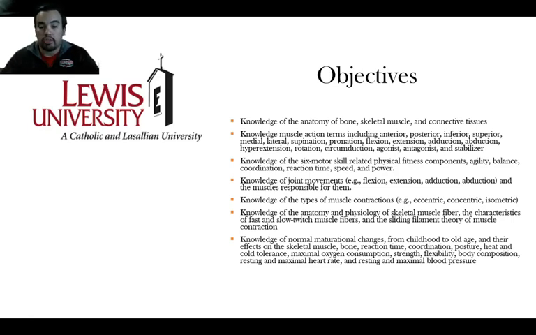We're also going to gain a knowledge of the anatomy and physiology of skeletal muscle fiber, the characteristics of fast and slow twitch muscle fibers, the sliding filament theory of muscle contraction, and we are finally going to gain a knowledge in the normal maturational changes from childhood to old age and their effects on the skeletal muscle, bone, reaction time, coordination, posture, heat and cold tolerance, maximal oxygen consumption, strength, flexibility, body composition, resting and maximal heart rate, and resting and maximal blood pressure. Really, we're just going to focus on the first part of that, normal maturational changes from adult to childhood, and their effects on skeletal muscle, but not so much the rest.